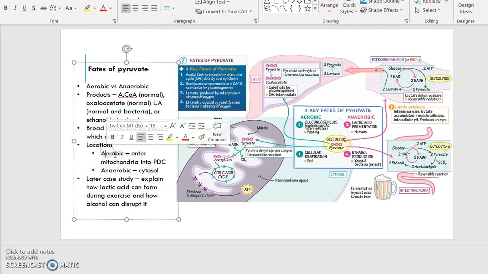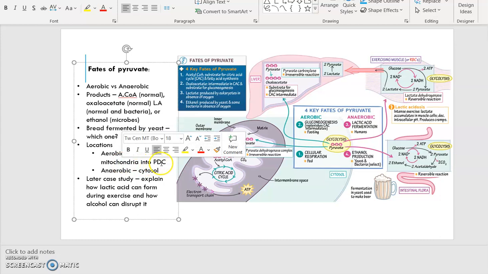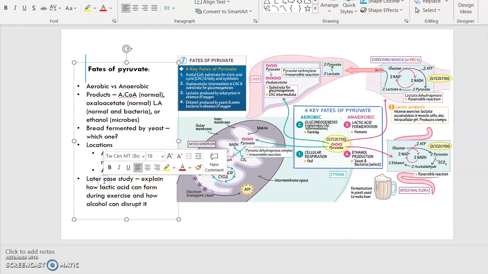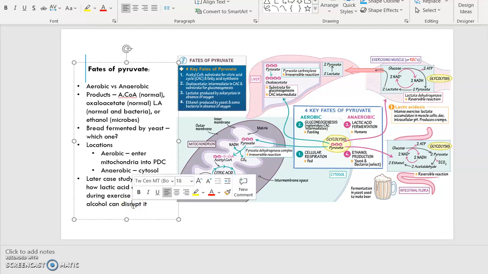Location: if it is aerobic respiration, the pyruvate must enter into mitochondria, into the pyruvate dehydrogenase complex. We will take a look at this during the TCA cycle. If anaerobic, it will stay only in the cytoplasm and won't enter into mitochondria. In humans, it will turn into lactic acid. Later, a case study explains how lactic acid can form during exercise and how alcohol can disrupt it. We can take a look at this later in the lecture on gluconeogenesis, so you can understand better what happens.